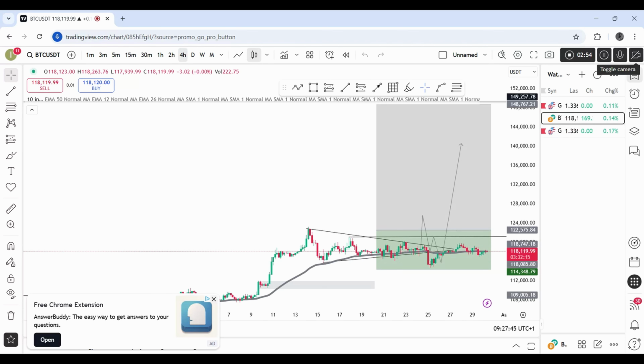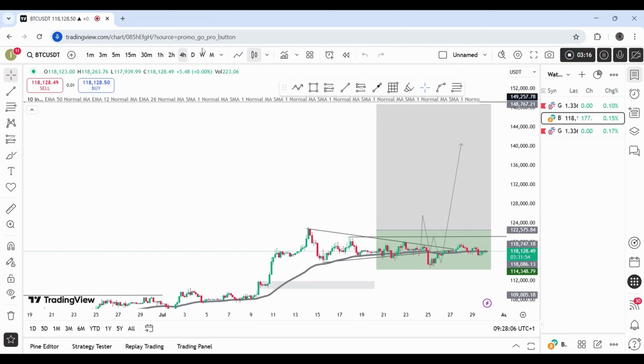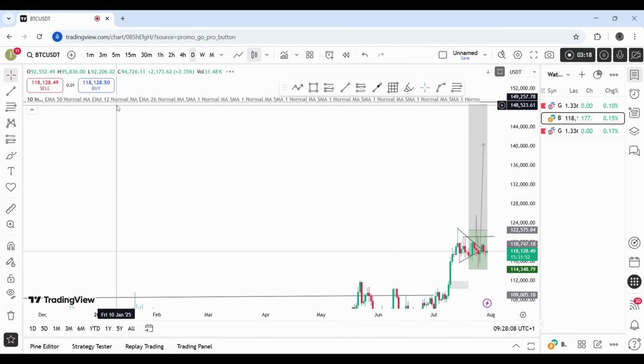Number three, candlestick patterns cannot be used to trade alone. You have to add other components to trade with candlestick patterns. So I'm going to be showing you examples of the types of candlestick patterns on our chart. So let's go to the daily.